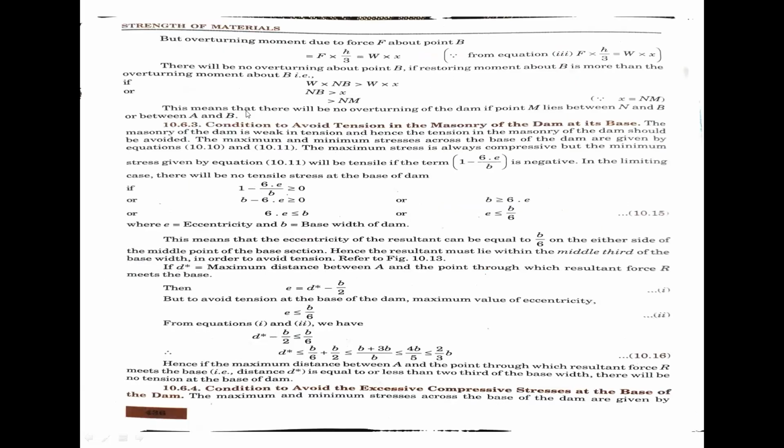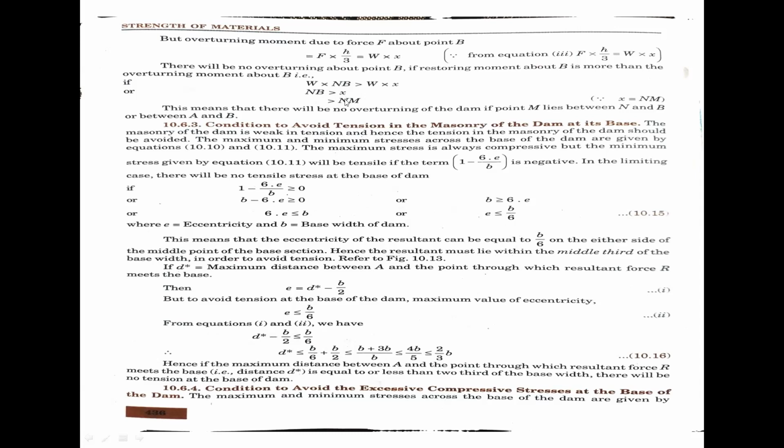Now, the overturning moment due to force F about B, you know the formula from equation 3: F into H by 3. There will be no overturning about the point B if the restoring moment about point B is more than the overturning moment about B. That is, see the equation: if W into NB is greater than W into X, now W and W cancel, NB is greater than X.